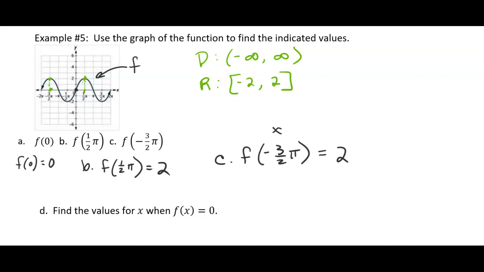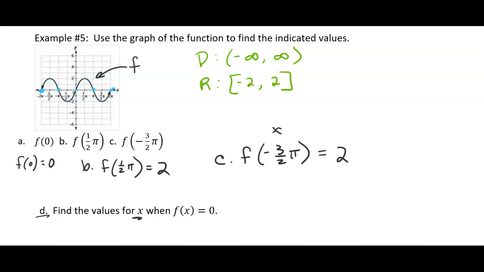Now the question changes a little bit. On A, B, and C, they were saying f of, and giving you an x value. But now in D, it says find the values for x. So you're going to find the x values when f of x equals 0. This is going to be a little weird. They're saying, when do you get an output of 0? We're talking about the x-axis. All those points, there's one there, and it's going to continue. So you're not going to be able to list all the x values; you're going to have to represent that somehow.